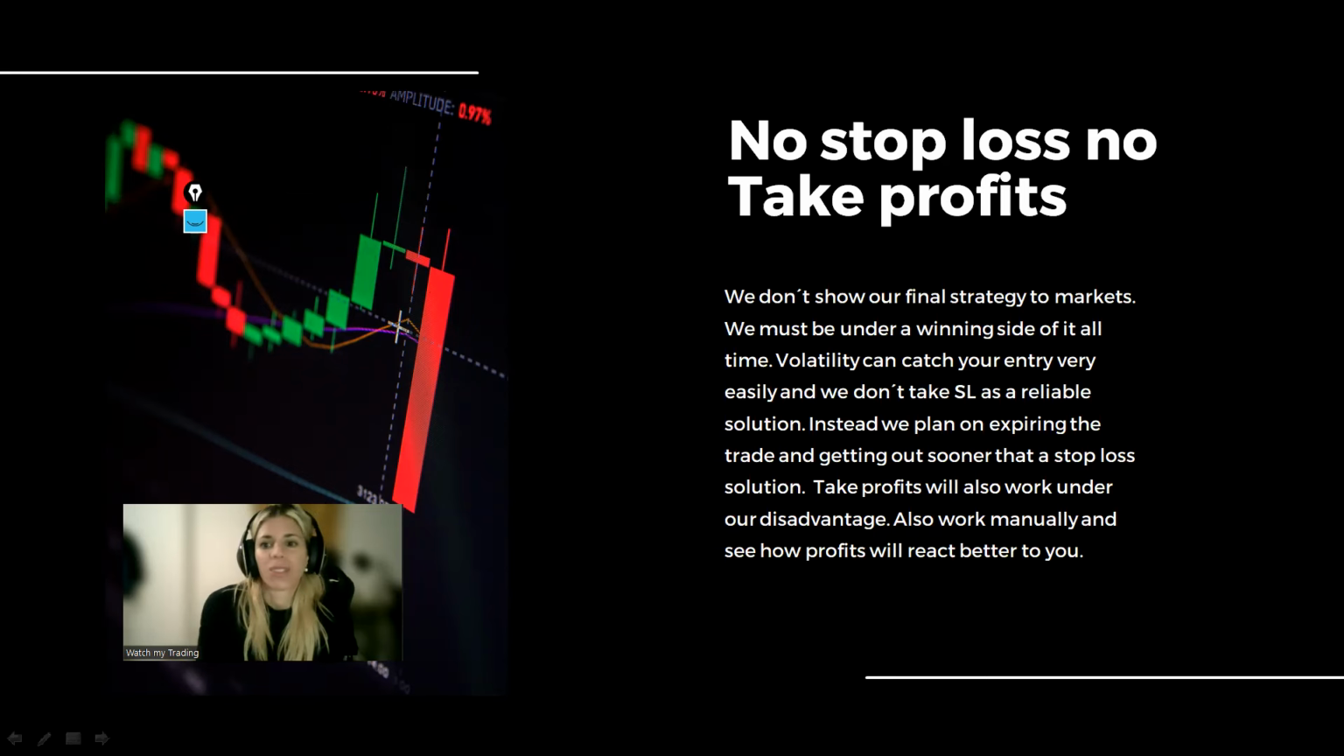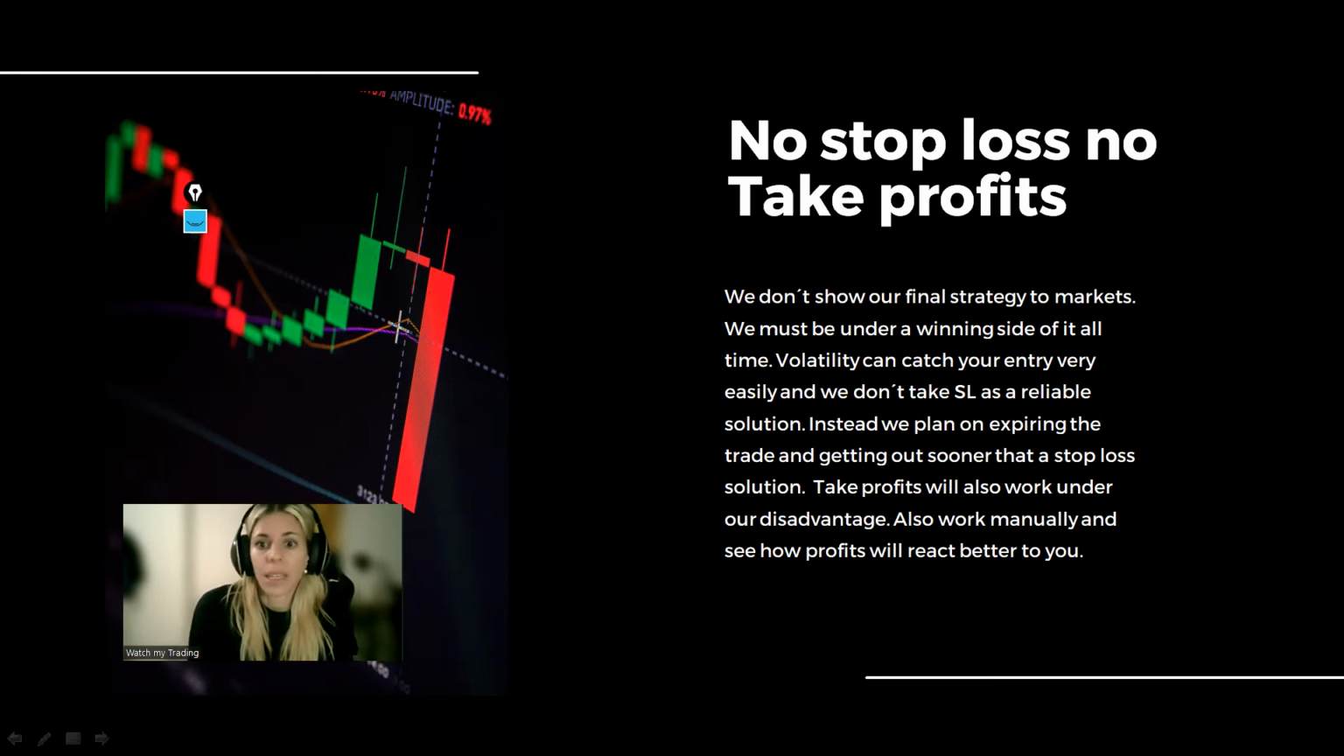So we don't show a final strategy to the market. That's it. We must be on the winning side all the time. So if we want to be on the winning side all the time, we have to know where the 90% are placing their stop loss and their take profits. Take profits, you can use if you want to, that's something you may consider, but many times you're going to cut your winnings sooner if you use a take profit on scalping on a daily basis.